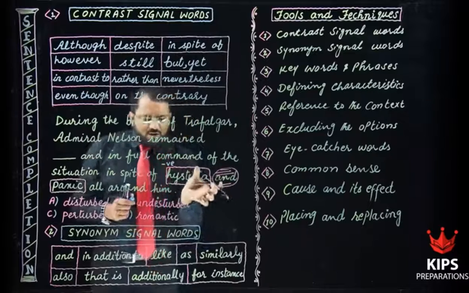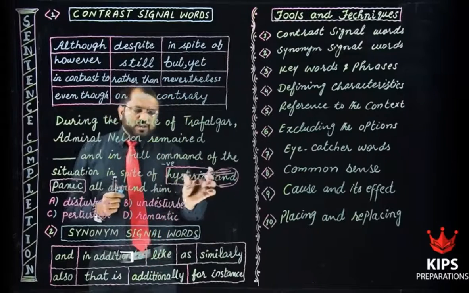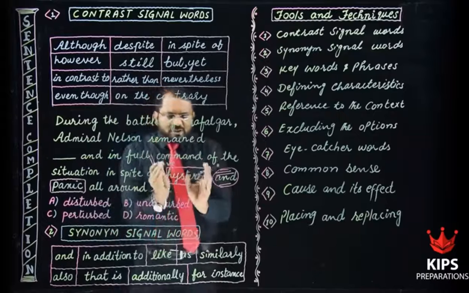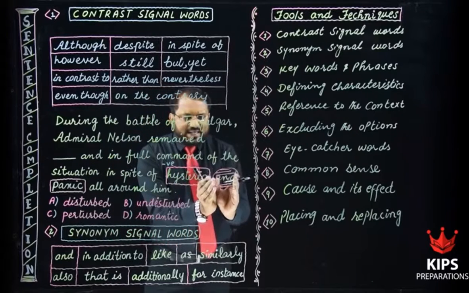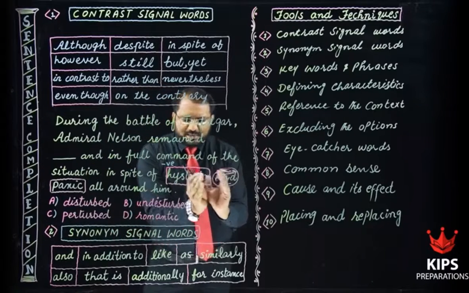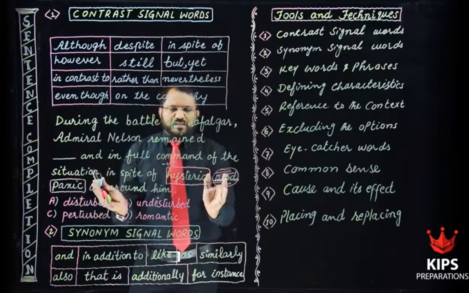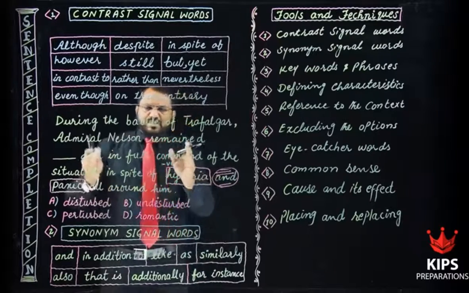Before and after "and", you have the words hysteria and panic. These are negative words. Our first rule is: "and" is a synonym signal word, so the words before and after "and" are the same in meaning. Let us apply the same technique to the rest of the question.